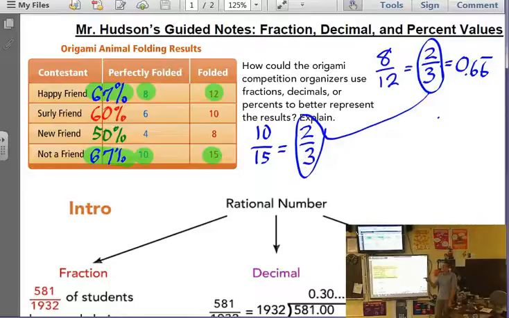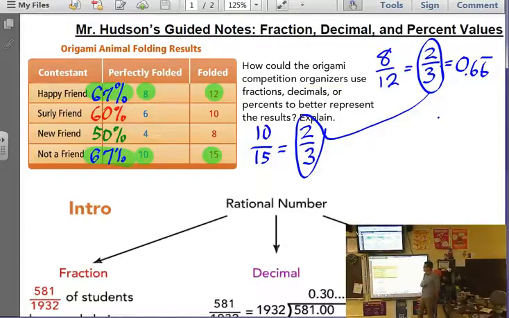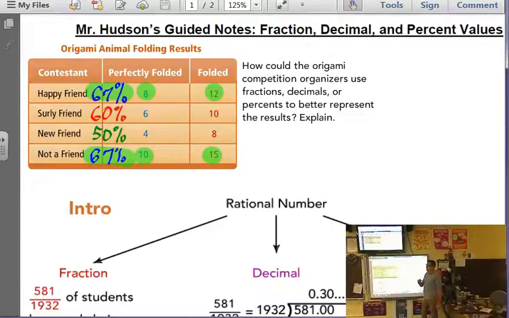I saw your hand the whole time. You don't have to keep waving it like I'm not going to see it. What's up? The only thing is, how would they have the same percent if the not a friend had 5 more of the ones that weren't folded perfectly, but the happy friend had 4? So if you're thinking about the percent they messed up, yeah.